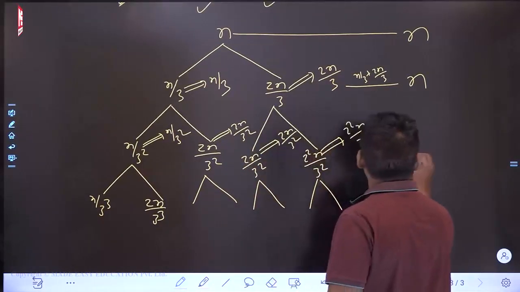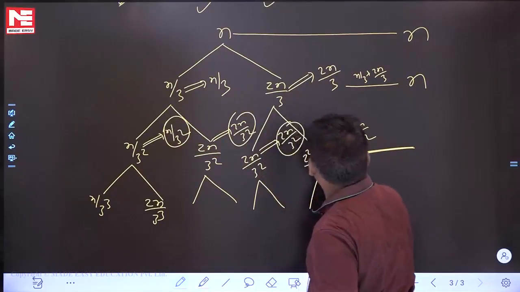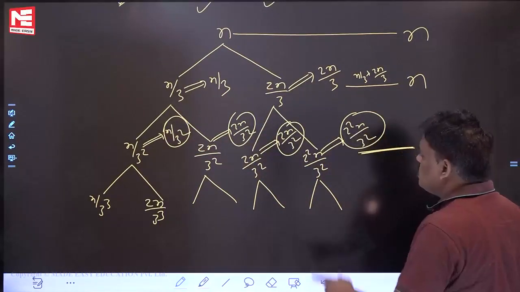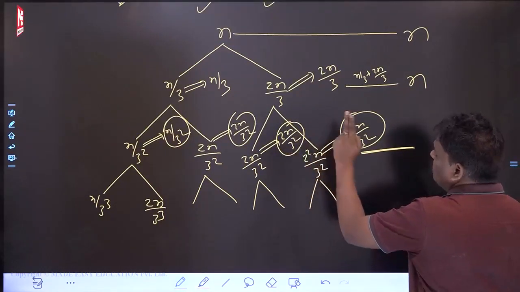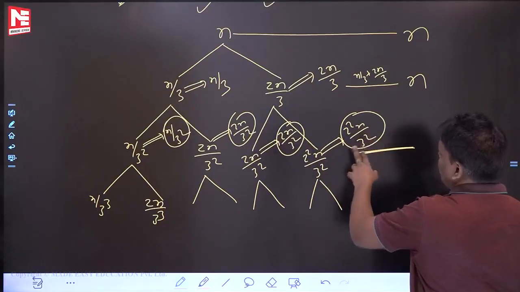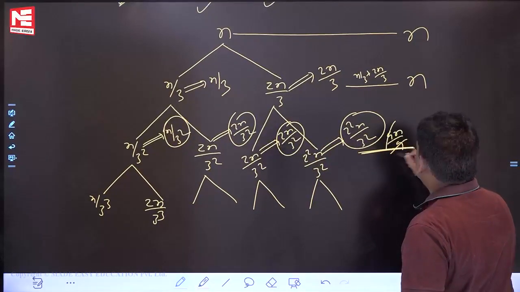Can you help in a third level cost? Add all the non-recursive terms: this one, this one, this one, this one. All 4 things add. Can you say below is 9? Okay. Above n plus 2n, 3n. 3n plus 2n, 5n. 5n plus 4n, 9n. Can you say what is the answer? 9n by 9. Right? n will come.